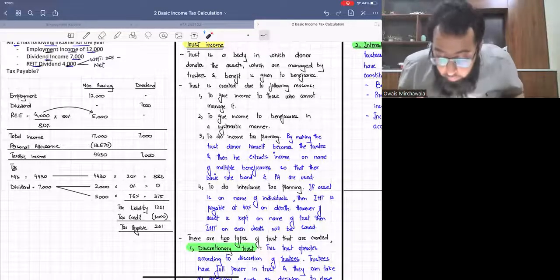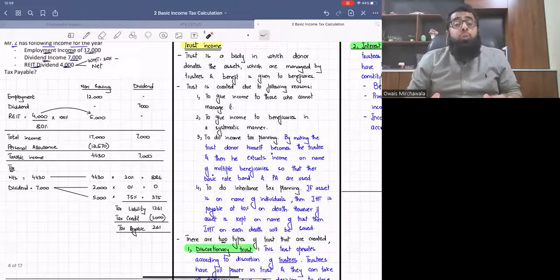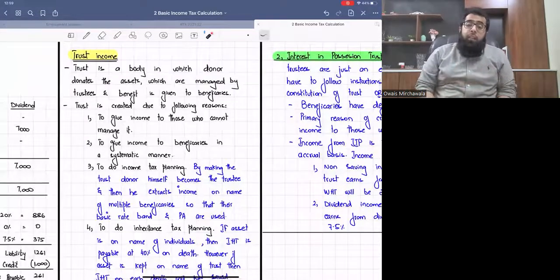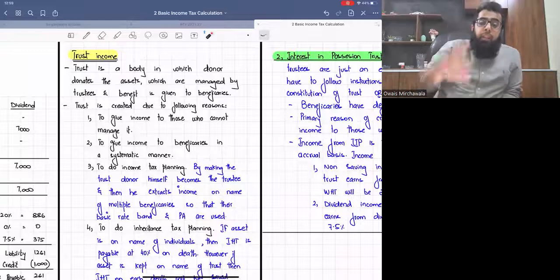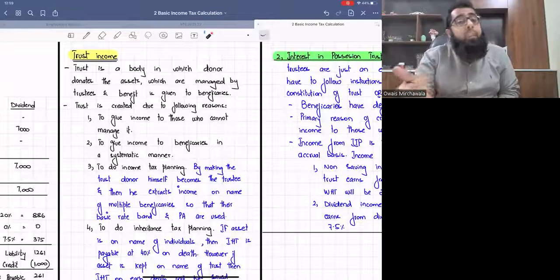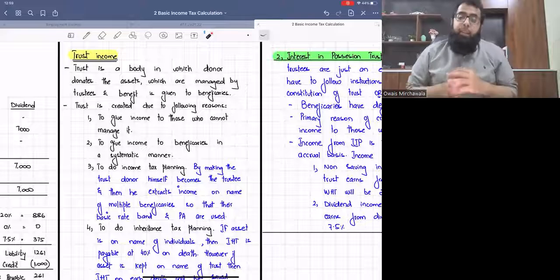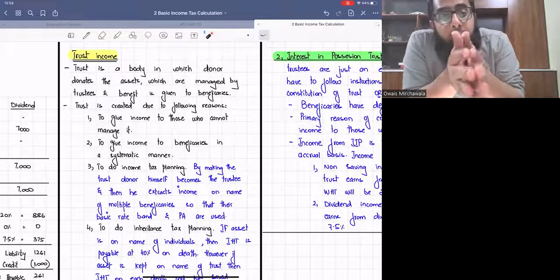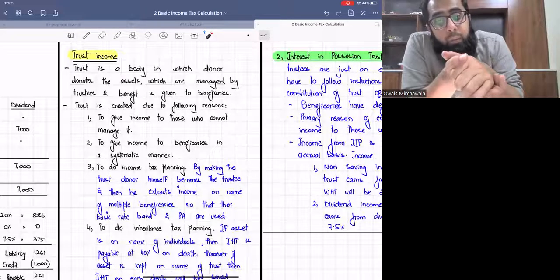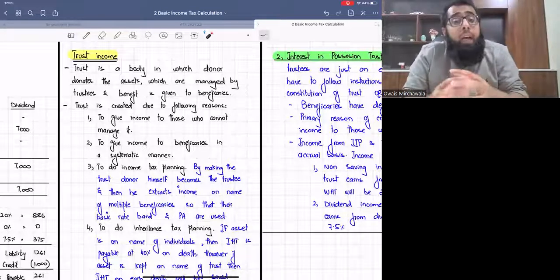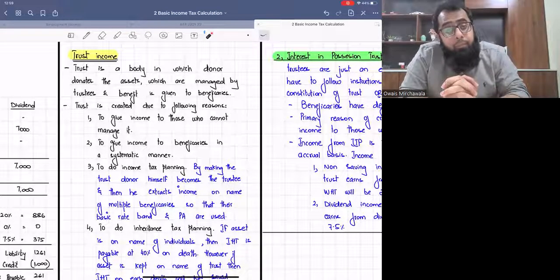Another concept which we are starting is trust income. Now this concept has a bit of theory. So let's look at the theoretical concept and then we'll move towards the calculation element. Listen to me, things will get clear. Now, when we talk about trust income, first of all, what you need to understand is what a trust is.